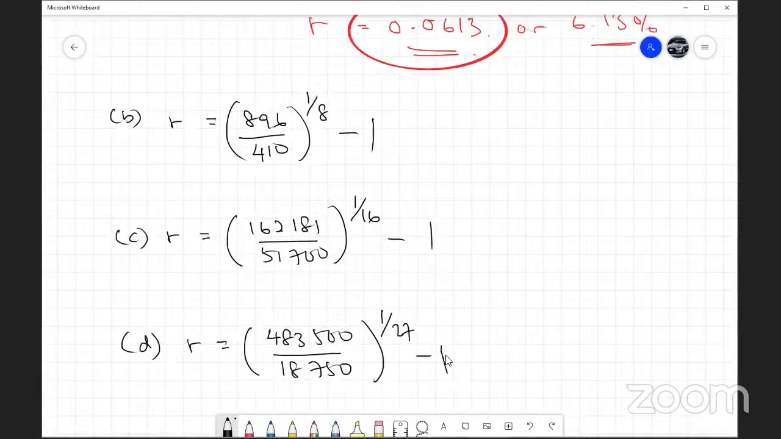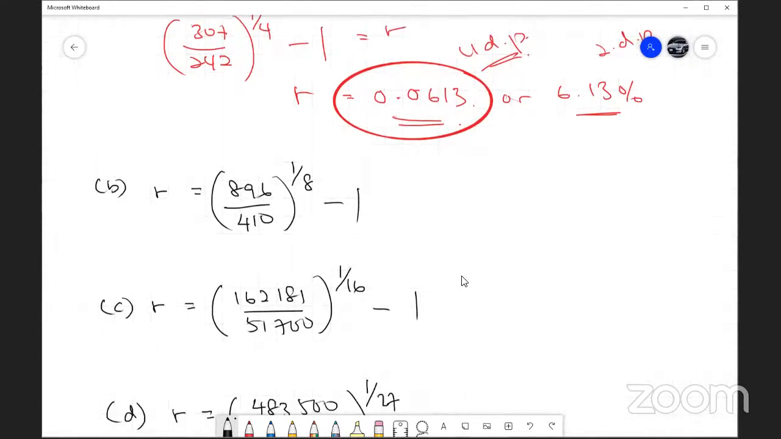If you are using the BA II Plus calculator, let's take this example, B. 896 equals FV, then press N for 8, plus minus 410, click PV, 8 N, compute IY. Simple.